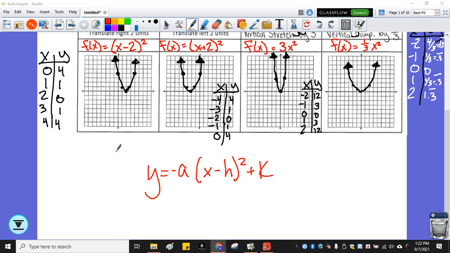How do I change this transformation equation from quadratic to linear? You divide.